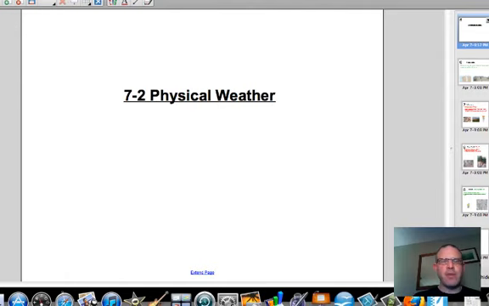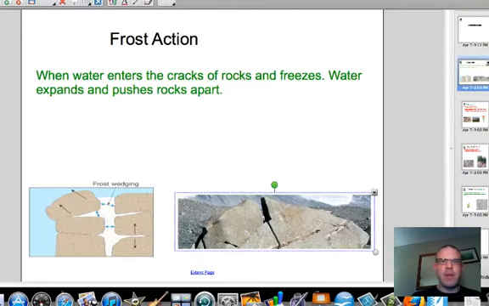7-2, physical weathering. Physical weathering is also called mechanical weathering. Those two terms can be used interchangeably. We're going to talk about the four different types of physical weathering that we can come across. The first one is called frost action, or sometimes you might see it called frost wedging.